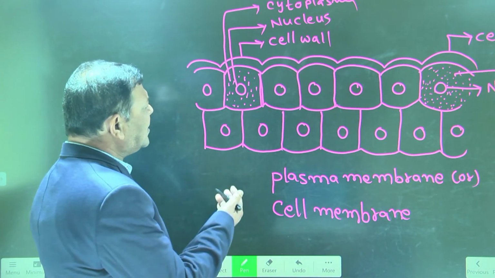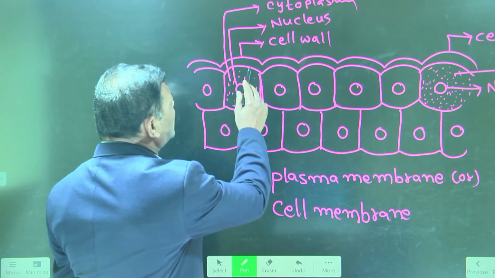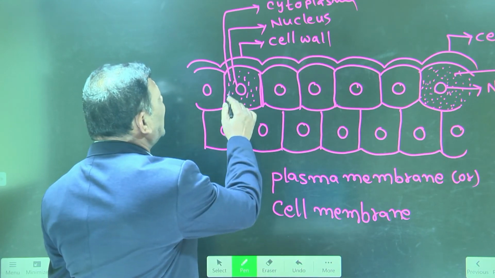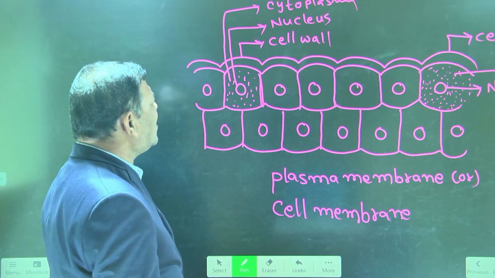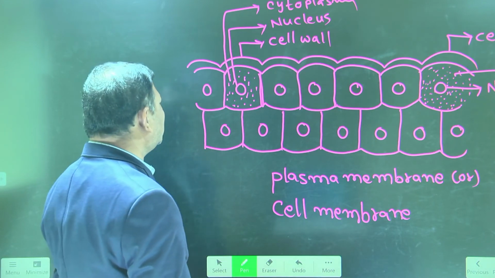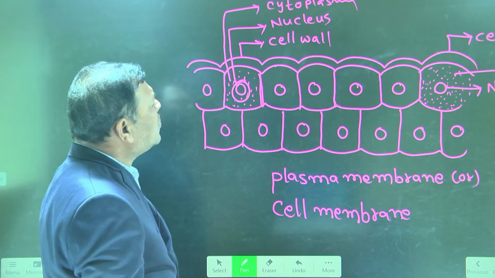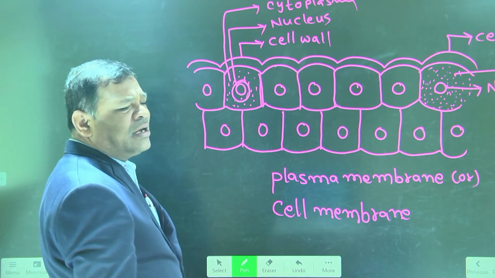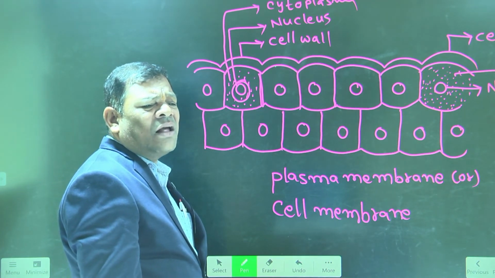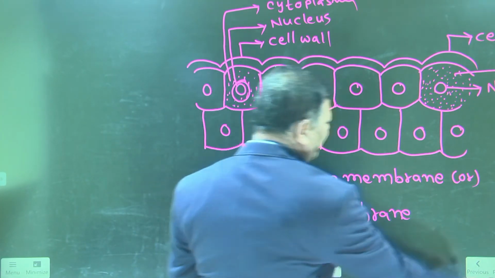So if you see that cell structure, in the plant cell the outermost layer is called cell wall. Inside that cell wall, the semi-solid homogeneous material that is present is called cytoplasm. In the center of the cell is the nucleus. So in the plant cell the outermost layer is the cell wall. In the animal cell, the outermost layer is called plasma membrane or cell membrane.